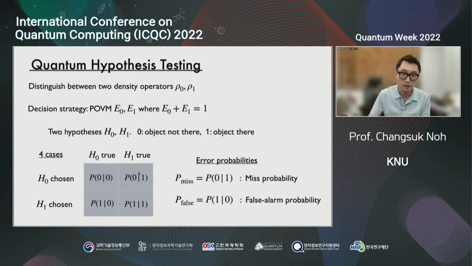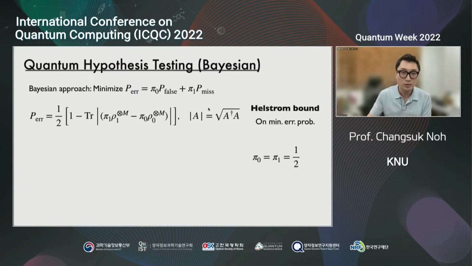Among these, we have 2 error probabilities. When the object is there and we say it's not, we miss the object, so it's the missed-detection probability. When the object is not there and we say it's there, it's the false alarm probability. These 2 error probabilities are what we want to minimize, but they're not independent. So there are largely two different strategies to minimize the errors. In quantum illumination, we concentrate on the Bayesian case, where we minimize the total error probability, where the pi's are the prior probabilities that the object is not there or there.